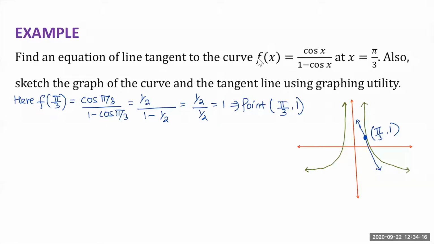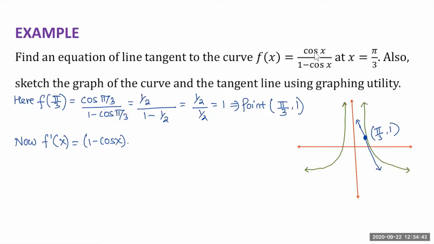Now let's find the derivative of this function f of x. Derivative, you can write this as f prime x. This is in the form of a quotient, numerator over denominator, so we are going to use the quotient rule. Quotient rule says denominator, which is 1 minus cosine x, times the derivative of numerator.